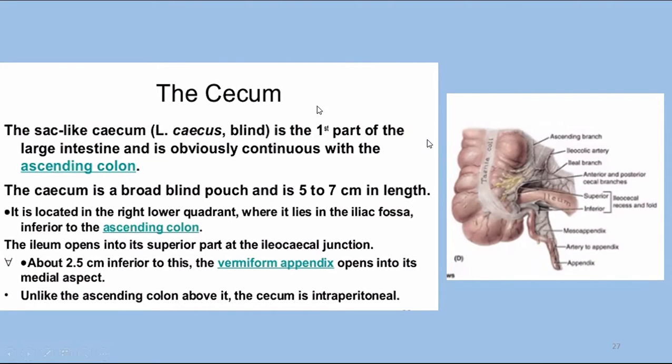The first part of the large intestine is the cecum. It's actually a sac-like structure, which is continuous with the ascending colon. It's a broad, blind pouch about 5 to 7 centimeters in length, located in the right lower quadrant. The ileum opens into its superior part. The ileum connects with the cecum, not the ascending colon. It connects with the cecum in its superior part, and about 2.5 centimeters below this insertion is the vermiform appendix. Unlike the ascending colon, the cecum is intraperitoneal. Okay.